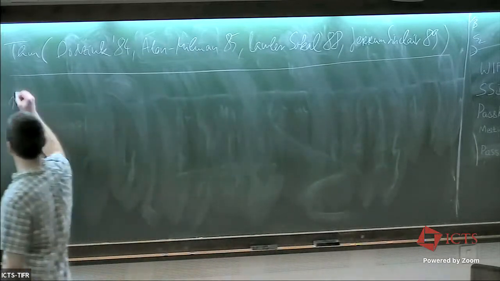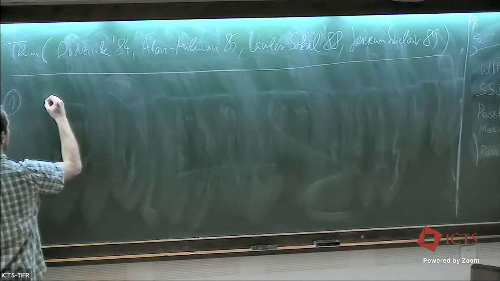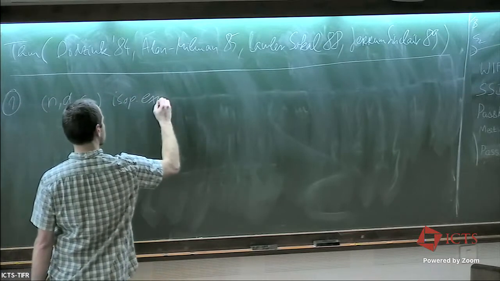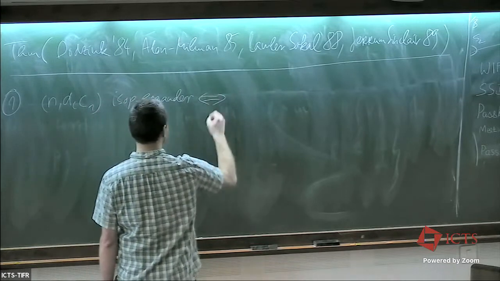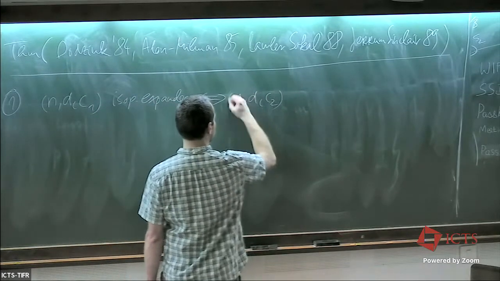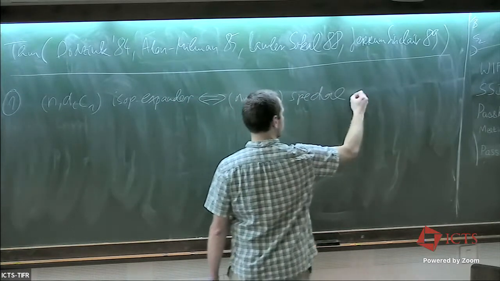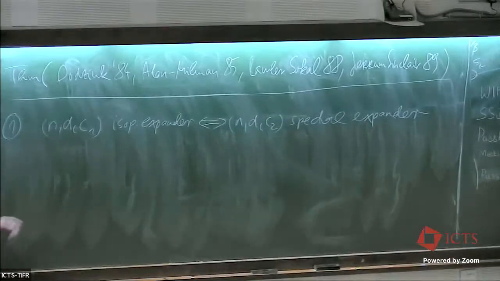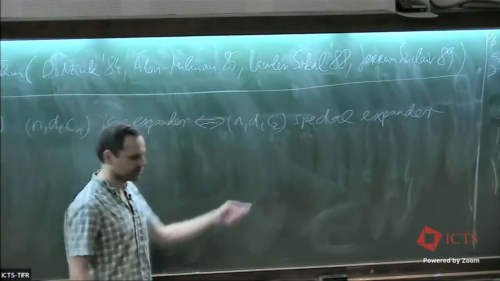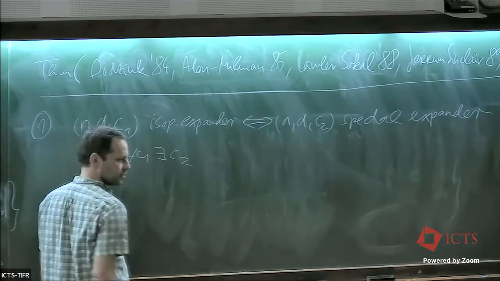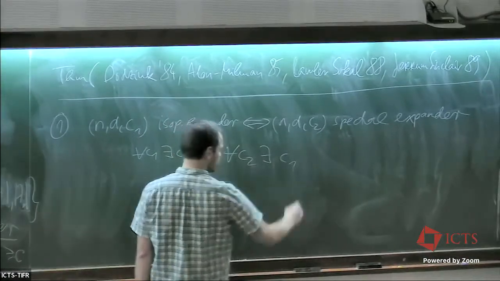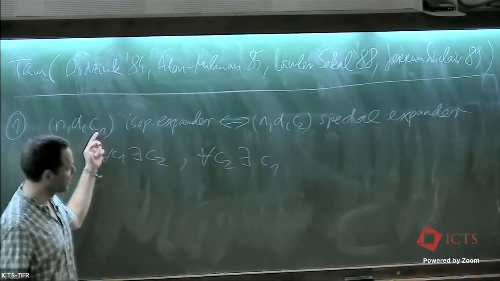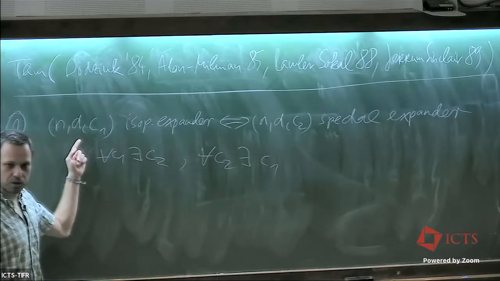One point is that a c1 isoperimetric expander is equivalent to an (n, d, c2) spectral expander, by which I mean that for every c1 there is a c2, and for every c2 there is a c1. It's not a bijection: if you have some c1 here, you get a c2 there, and if you apply it back, you get a worse c1. And there's a reason for that.